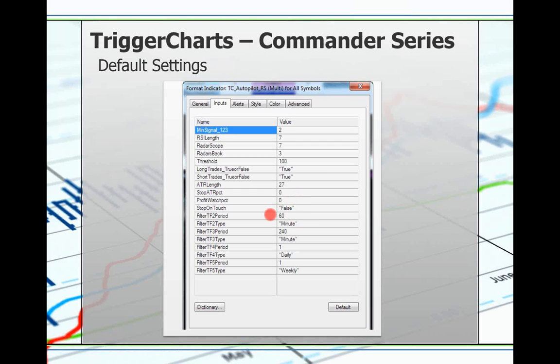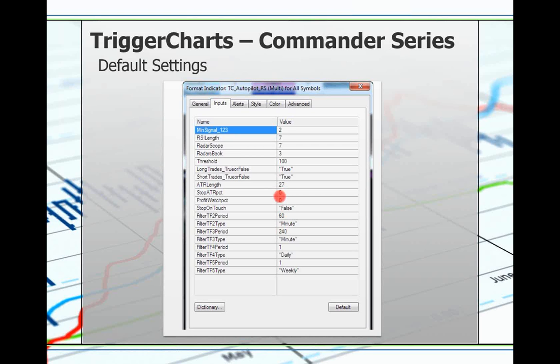The next one you have is a choice. Well, how many minutes do you want? Right now, anything above that is all okay. You have a 60-minute, we have a 240-minute, and we have daily, weekly. But instead of a 240-minute, maybe you want to have a 120-minute. Maybe you want to have a 480-minute.